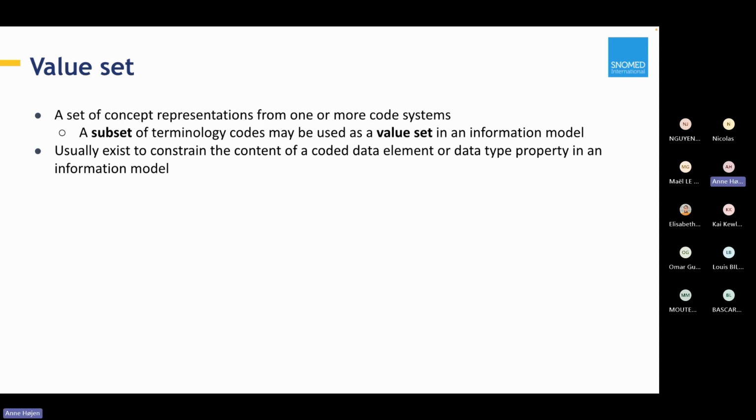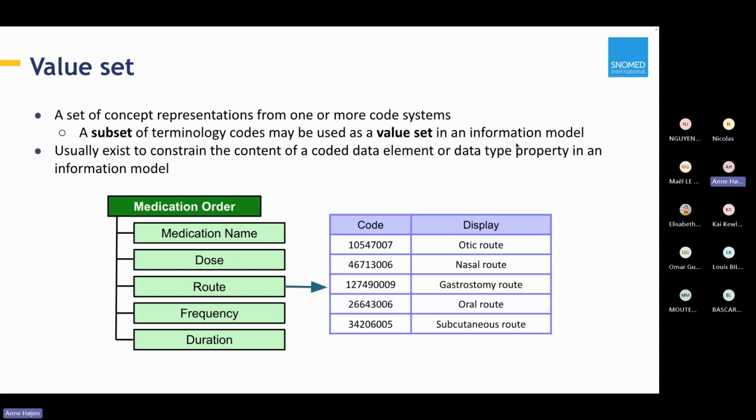So is a subset and a value set the same? No, but a subset can be used as a value set. A subset is a very general set theory term. So a subset just means in the context of SNOMED what it does in mathematics in general. But a value set is bound to an information model, so a context of use. Here you have an example where we have a medication order model. The medication may have a name, a dose, a route, frequency, a duration, and the value set for the route can be represented by this subset here.